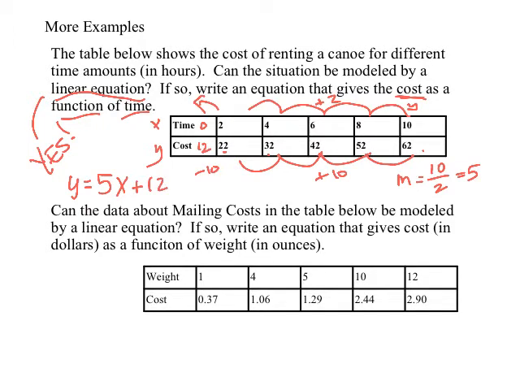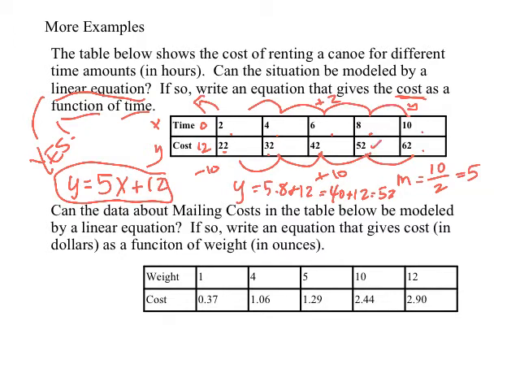And because I was doing that, I think I better check my work. I'm just going to make sure that if I plug in any of these x's, I get the y out. So let's plug in 8. So y equals 5 times 8 plus 12 equals 40 plus 12, and that's 52.